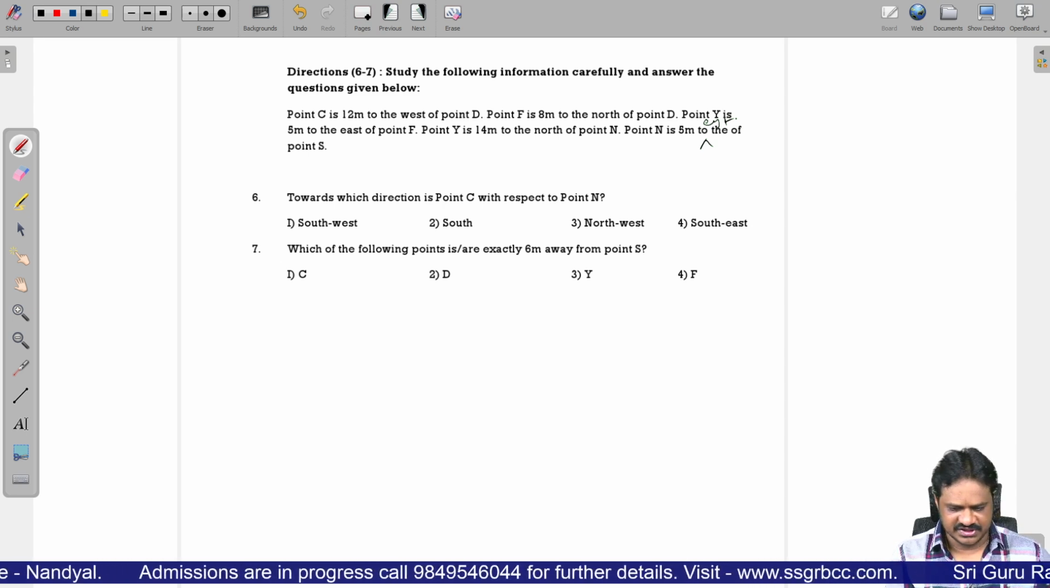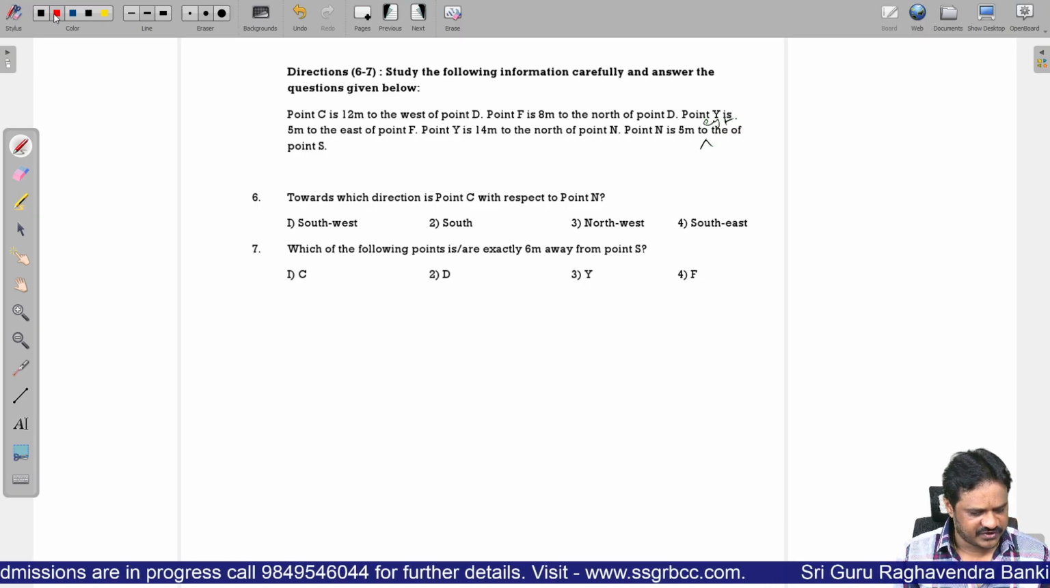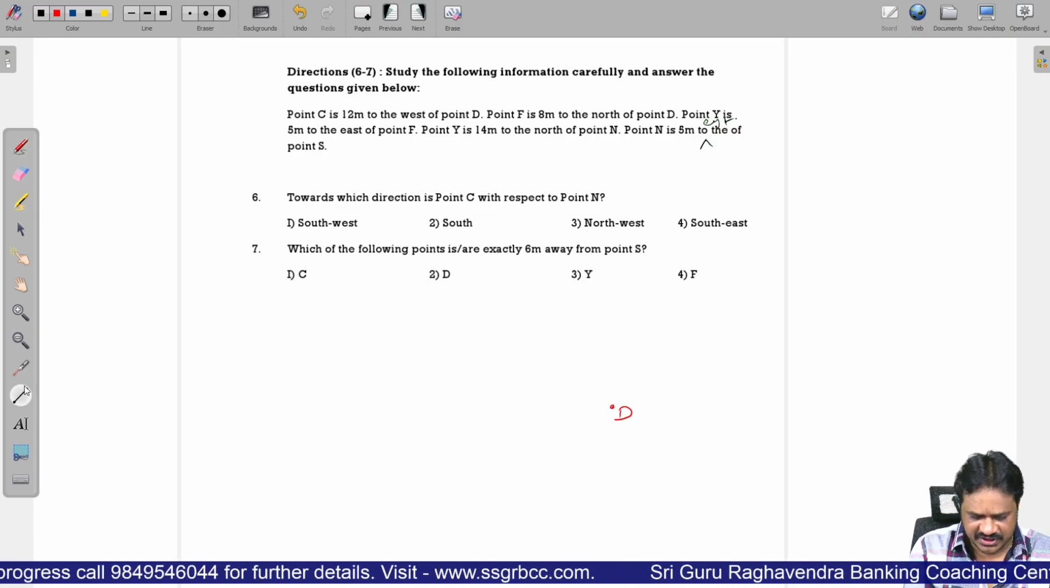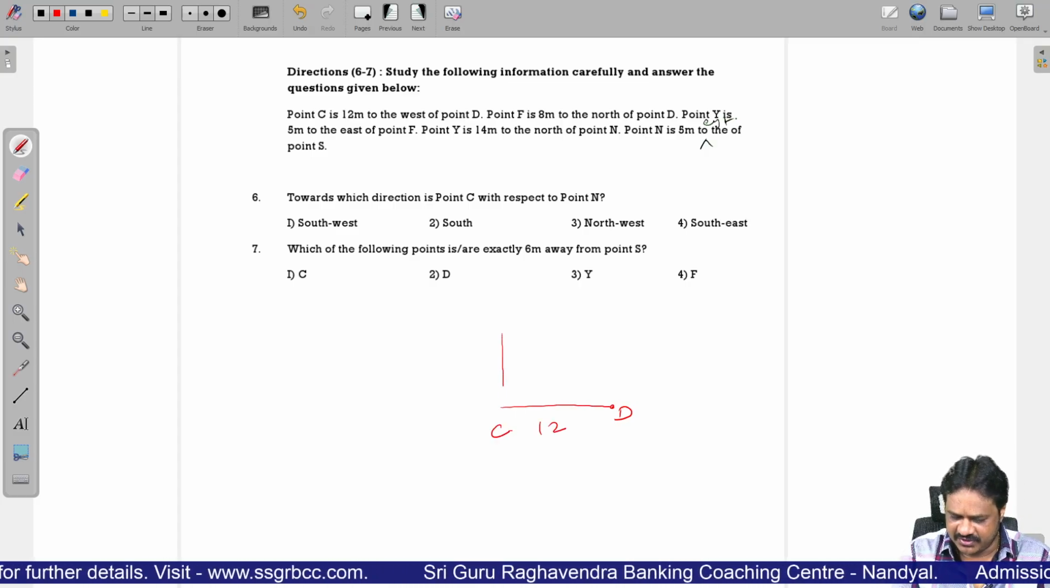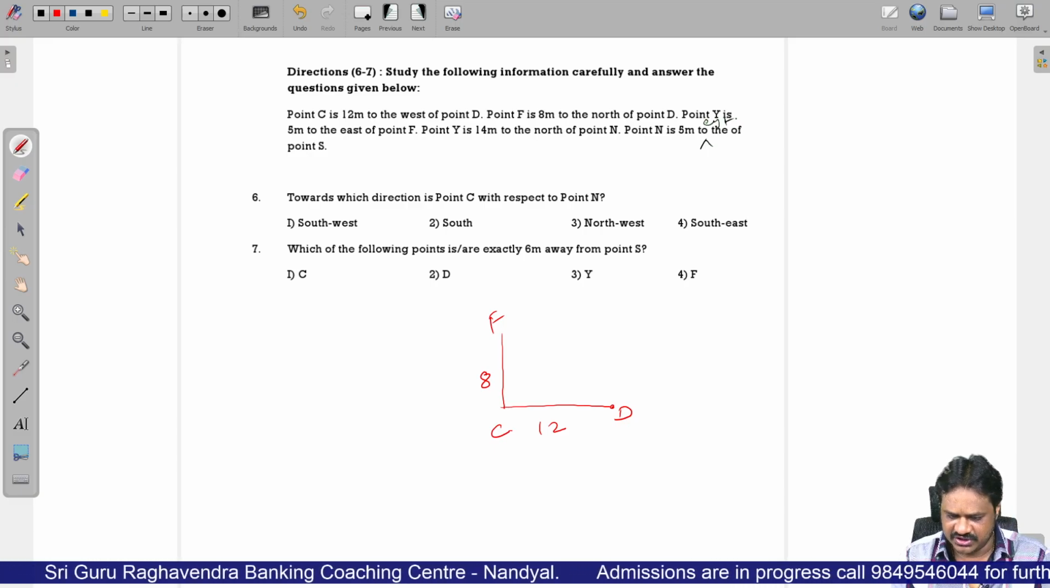Now, let us see 6 to 7. Point C is 12 meters to the west of D. Now, this is D. D west 12 meters, C. F is 8 meters to the north. Y is 5 meters to the east of F.